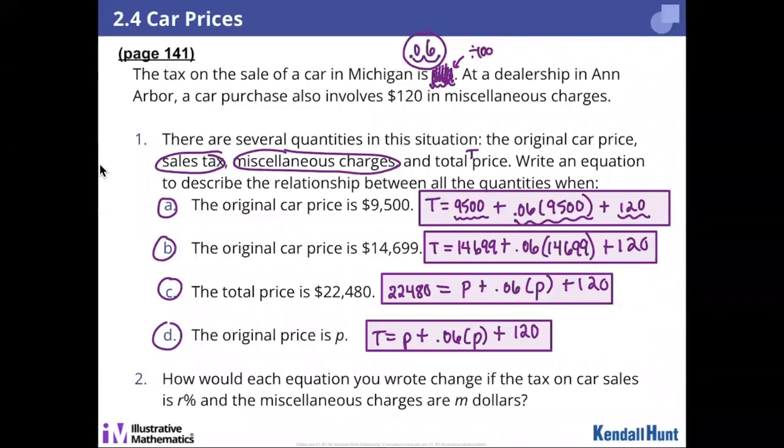Now in this case, it tells us the original price is P. That means almost everything in here has to stay a variable. The only thing that's not going to change are the two fixed prices, the miscellaneous charges and the sales tax. Even on question 2, when it's just how would each equation you wrote change if the tax on the car sales is R% and the miscellaneous charges are M dollars. In this case, we would say that the sales tax would change and that would become the variable.